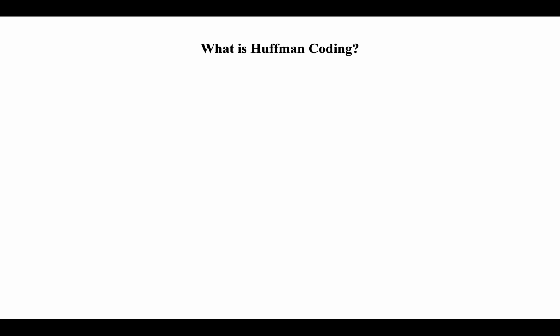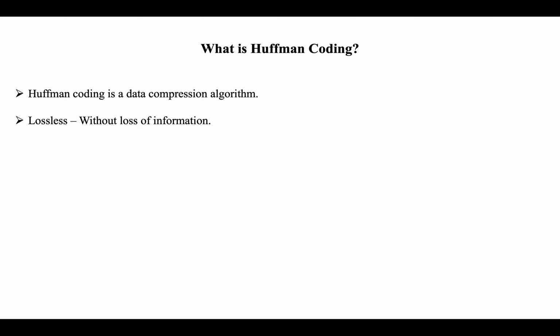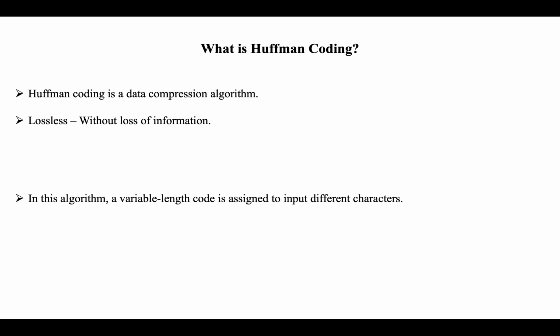So what is Huffman coding? It is a data compression technique. It is used for reducing the size of the data or message. So when any data is sent over the network, it can be reduced or compressed so that the total cost of transmission can be reduced. This technique is lossless. It means we can send the data without losing any information.